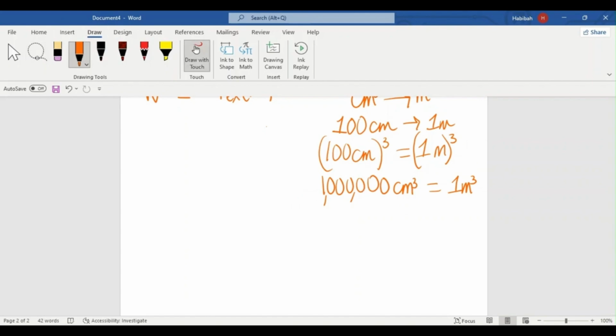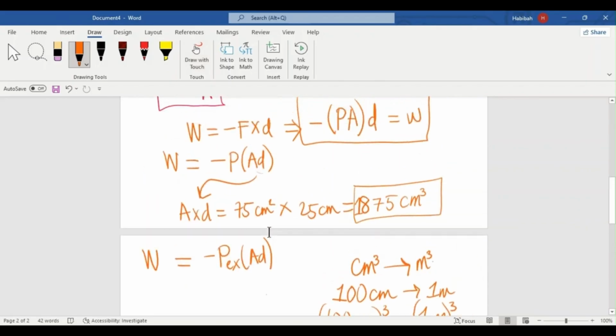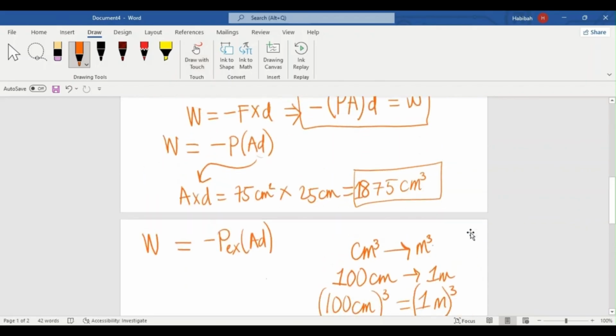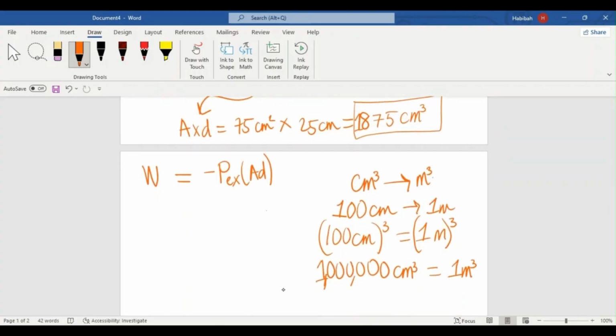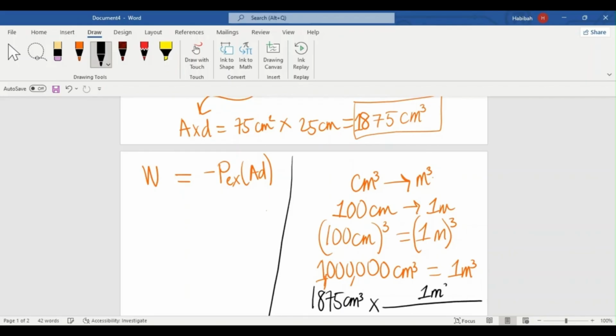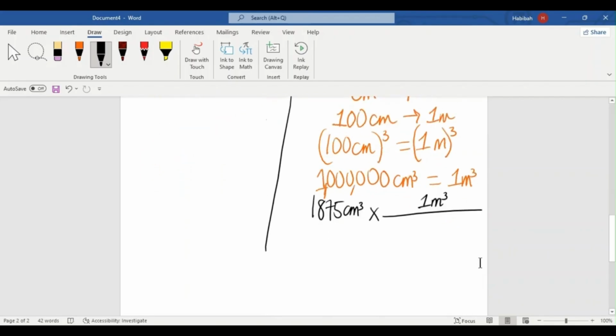We're going to use this information that we have to solve and get the value of 1875 centimeter cubed in meter cubed. That's basically what I'm trying to say. So we're going to say 1875 centimeter cubed times, using dimensional analysis, 1 meter cubed would be up top because we're trying to solve the question in meter cubed.